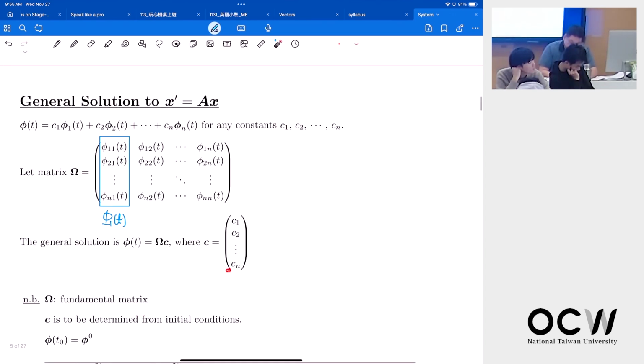And how about the C, the coefficients? The coefficients can be determined from the initial conditions as well. That's straightforward. So if I have initial conditions, then we will write it down as, this is still a vector, okay? Phi at 0.